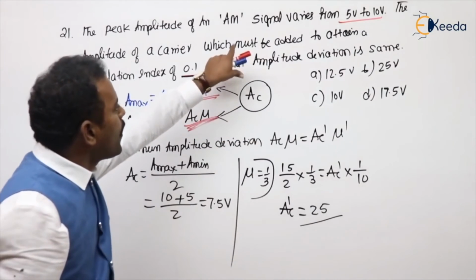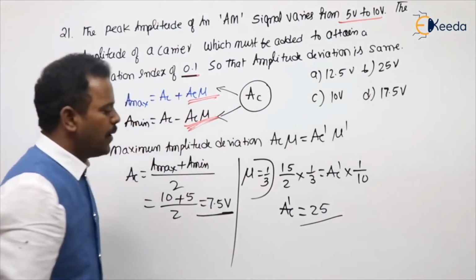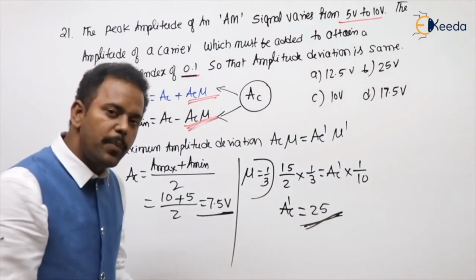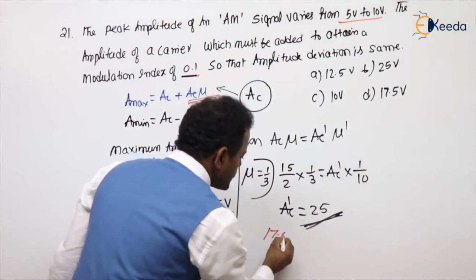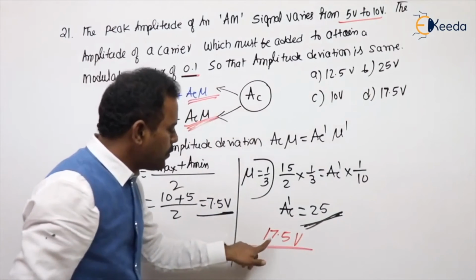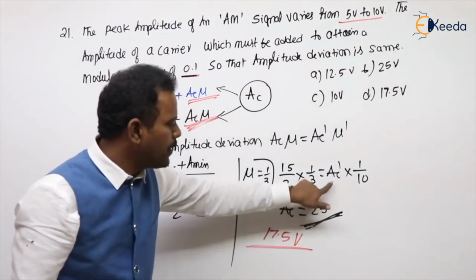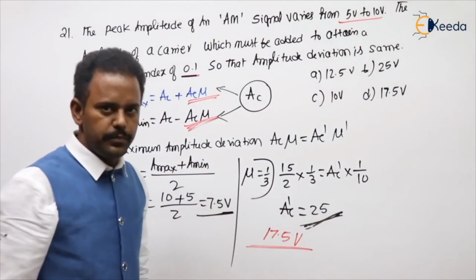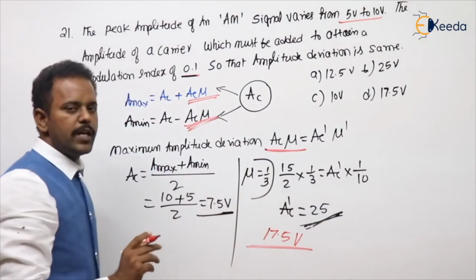And what is it asking? What must be added? Already how much do we have? 7.5. But I want the total value to be 25. So how much do we have to add to 7.5 to become 25? This minus this, that is 17.5 volts. 17.5 you have to add to the previous value to become 25. If it becomes 25, then the modulation index you will get is 0.1. Very logical problem.